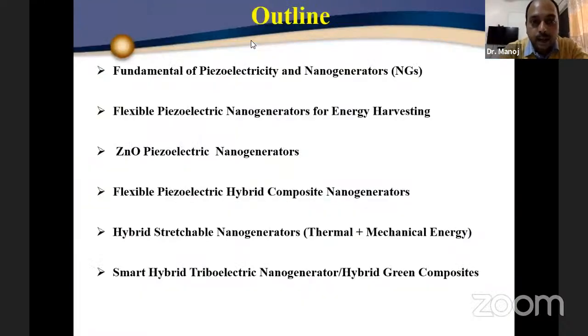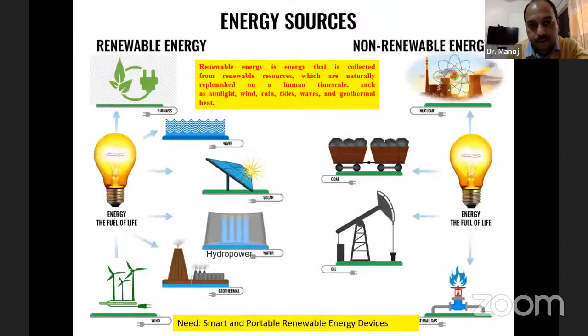In this talk, I will introduce piezoelectricity and the concept of the nanogenerator. Then I will discuss oxide-based piezoelectric materials and their application for nanogenerators. Then flexible hybrid composite nanogenerators, and if time permits, I will also say something about hybrid piezoelectric nanogenerators.